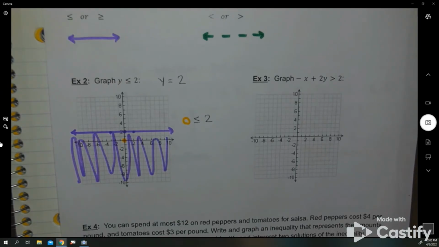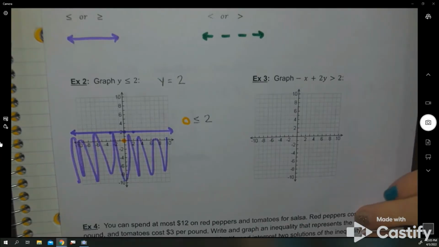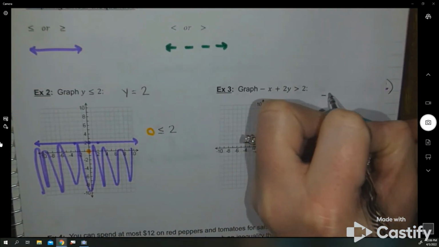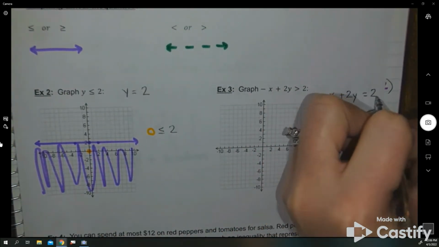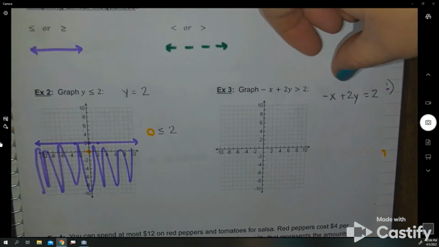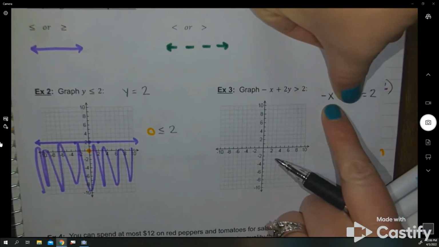So looking at my graph here, this one we could do our x and y intercepts because it's not in slope intercept form. So if I'm looking at it, it's similar to when we had our linear equation. So negative x plus 2y equals 2. So if I'm looking for my x intercept, so what is the x value when y is 0? So I have negative 1x equals 2.